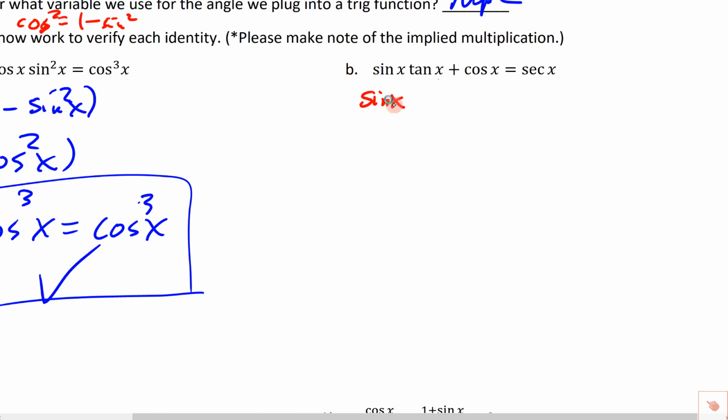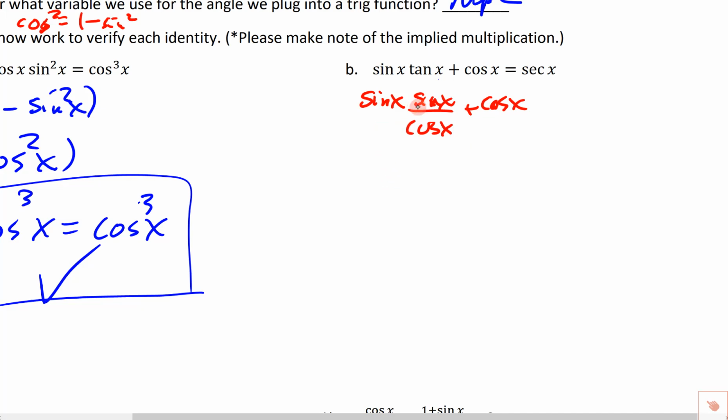Now I'm going to put Crew on the spot because he says he doesn't know. Crew, what's another way to write tangent? Is it just sine over cosine? Sine over cosine. It is. Plus cosine of x. Now we're going to leave the secant alone for right now. We're working on the more complicated side.